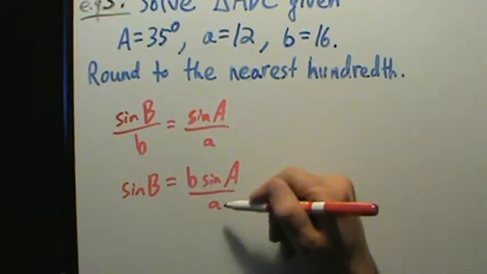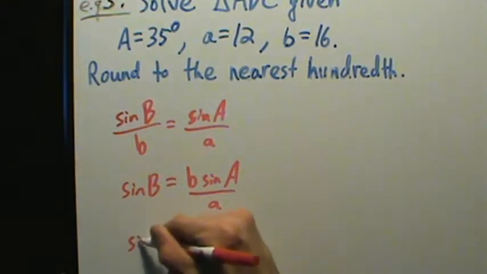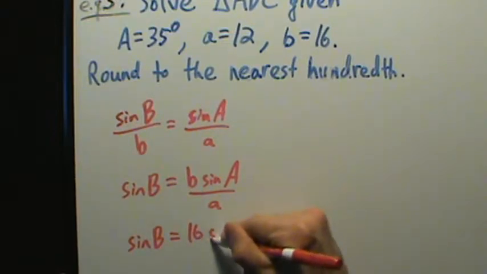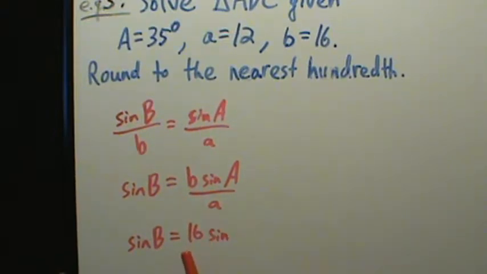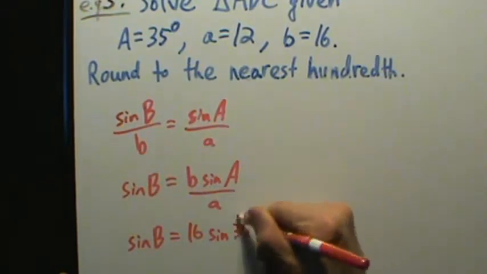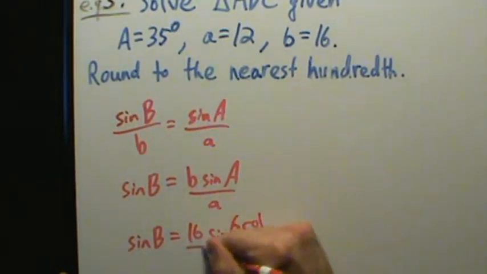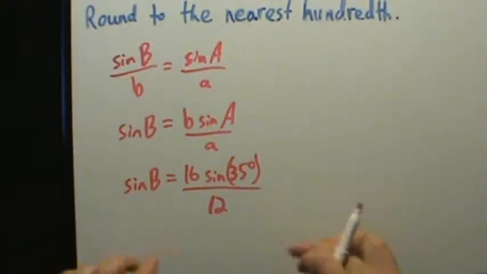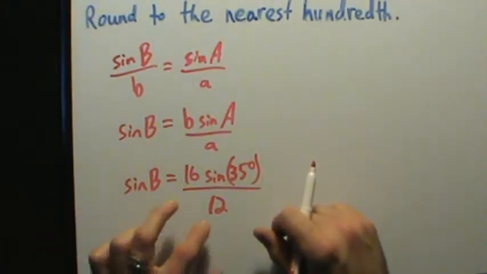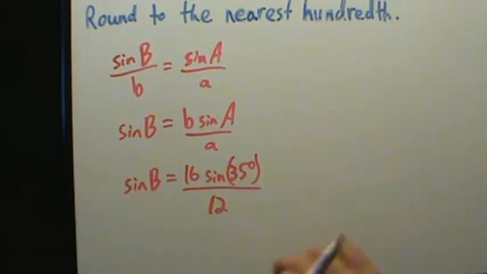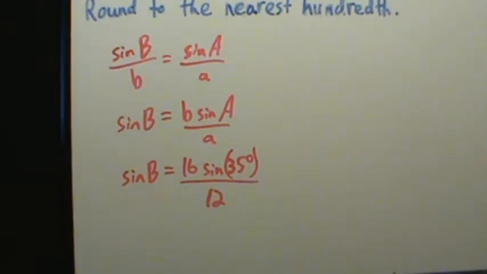We know little b, little a, and capital A, so let's toss them in, and we get sine of B equals 16 sine of 35 degrees over 12. Little b is 16, capital A is 35 degrees, and little a is 12. Yes, we could reduce and simplify because there's a common factor of 4, but it doesn't matter because we're going to toss all this into a calculator anyway, so there's no point in giving ourselves an extra step.